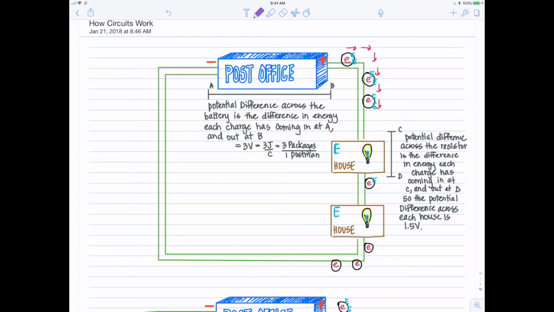So each coulomb is passing through the battery, picking up 3 joules of energy with it, and then dropping off 1.5 joules at the first house, which is why it's a negative reading, and then dropping off the remaining 1.5 joules at the second house. So each bulb in series burns only half as bright as the single bulb in the circuit. It's getting only half as much energy.